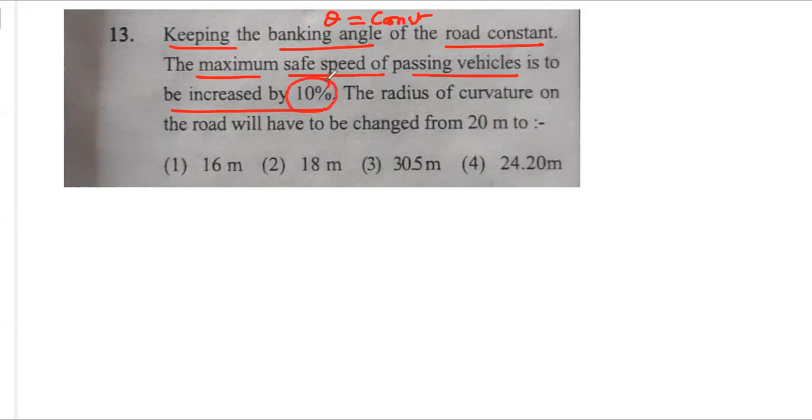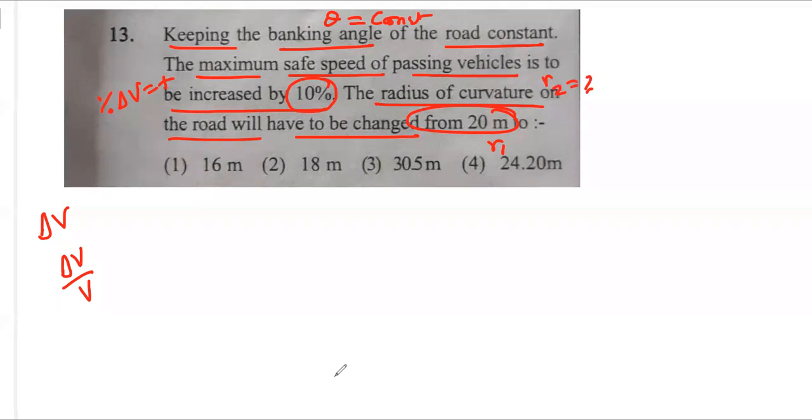Whenever there's a change, you write delta V; fractional change, you write delta V by V; percentage change, you write percentage delta V. Since it is increased, this is positive, plus 10%. The radius of curvature of the road will have to be changed from R1 to R2. They're asking me R2. So first you collect the data properly, then I have to choose the formula.